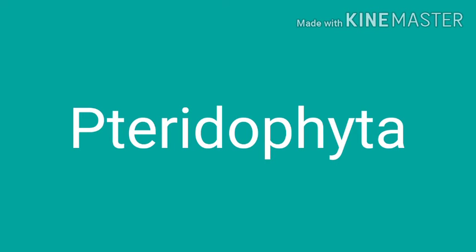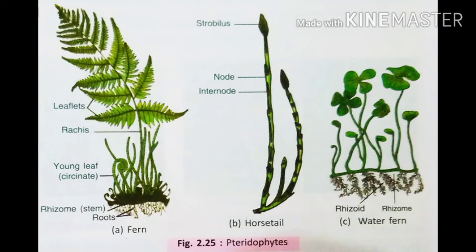Pteridophytes are the green plants found in cool and shady places. The body is differentiated into roots, stems, and leaves. Examples: ferns, horsetails, and water fern.